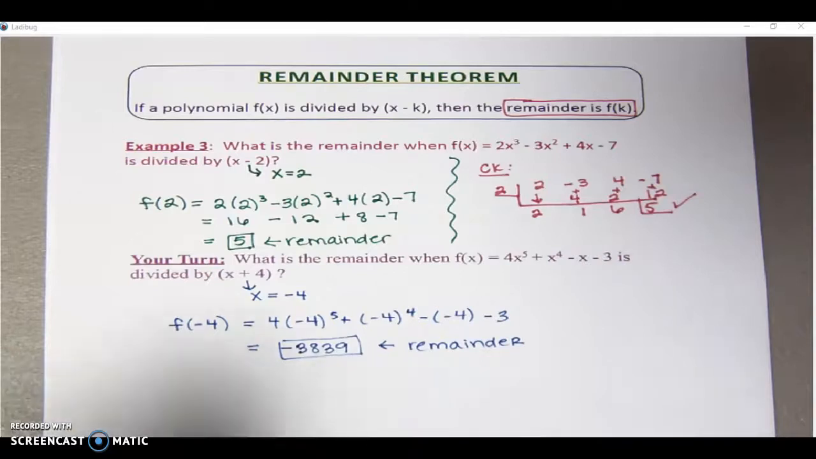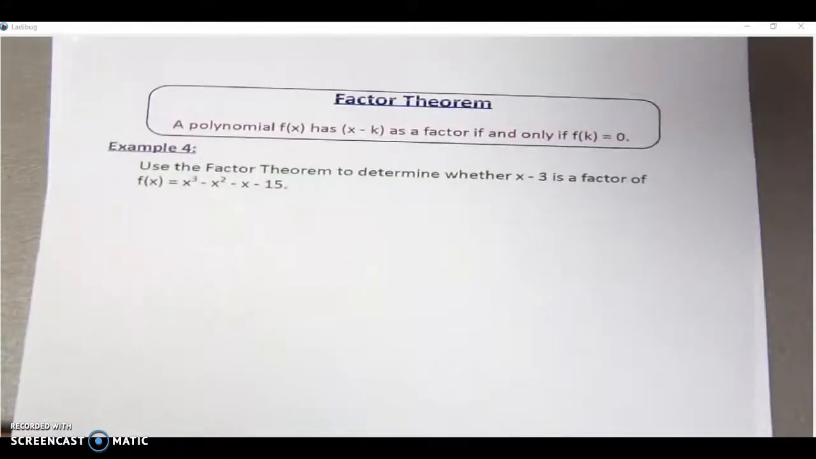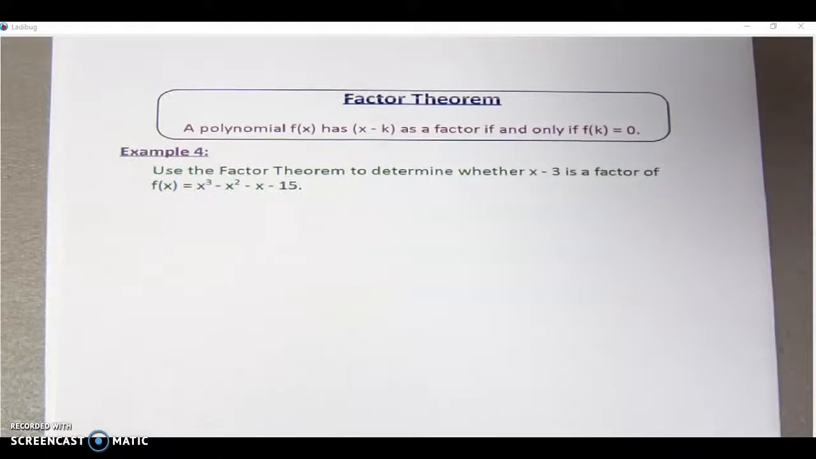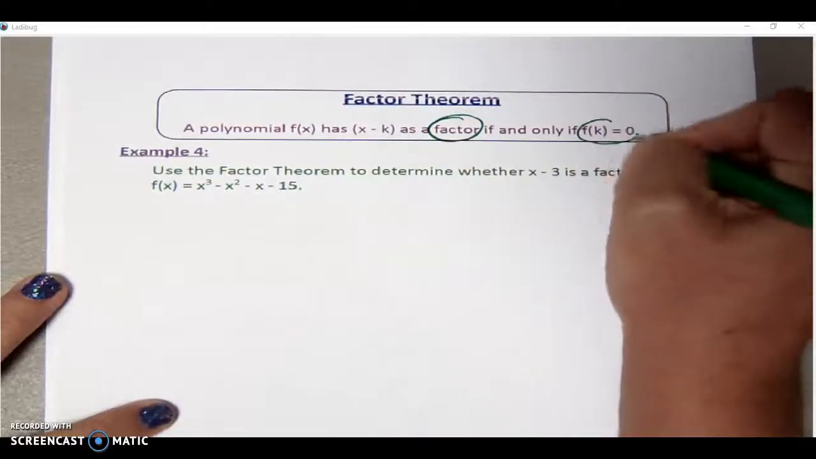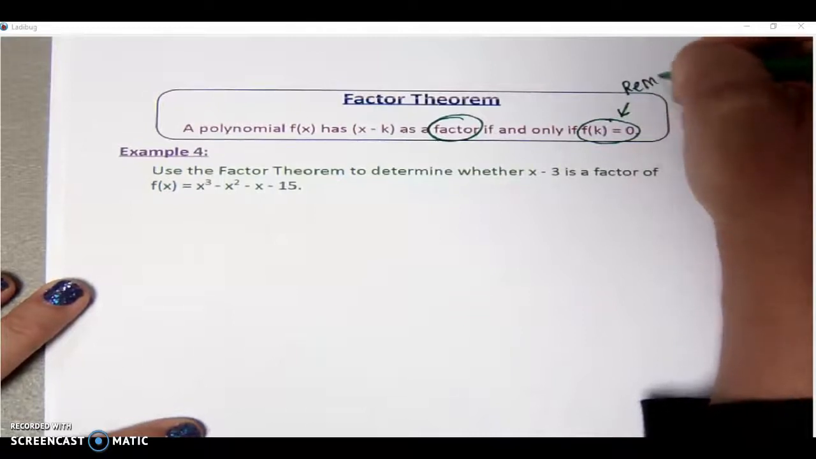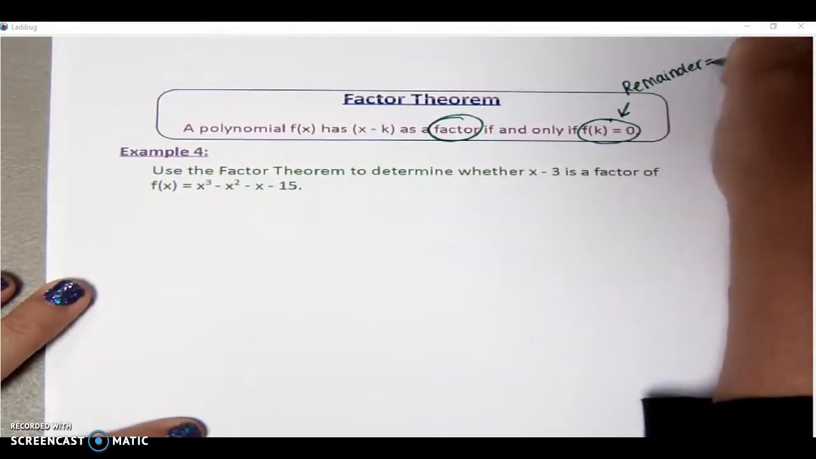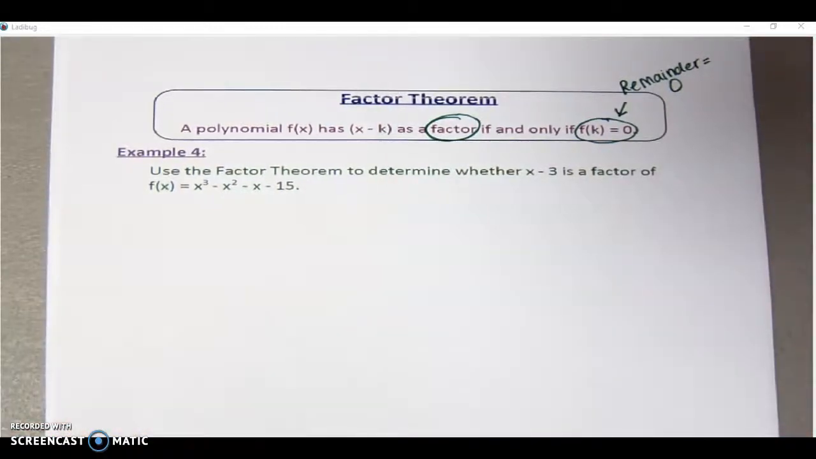Alright, so next we're going to talk about the factor theorem. So the factor theorem goes right along with the remainder theorem. The factor theorem says a polynomial f of x has x minus k as a factor if and only if f of k equals 0. In other words, if and only if the remainder equals 0. So a factor just means that it goes into it perfectly. So it's saying it goes into it perfectly with nothing left over, no remainder.